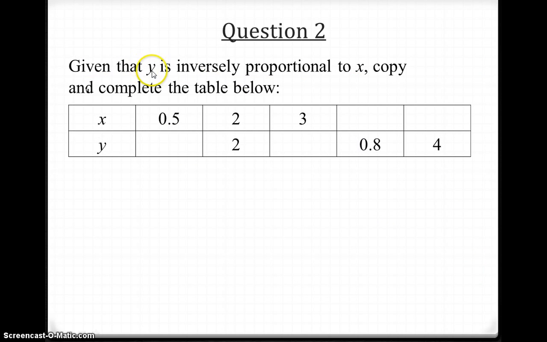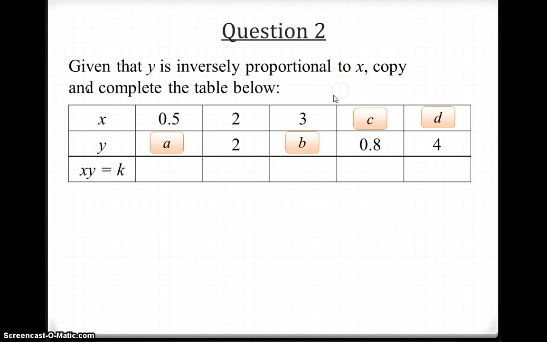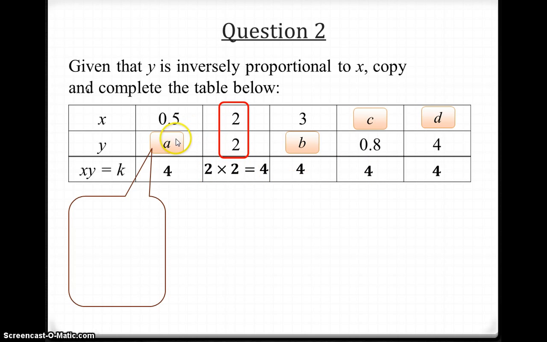Question 2. Given that y is inversely proportional to x, copy and complete the table below. We need to give all the unknowns a name. Then, we know that y is inversely proportional to x, which means xy is equal to k. The only set of values that we are going to make use of is 2 times 2, so the constant is 4. Then we can find a: 0.5 times a will be equal to 4. Then you'll be able to solve for a.